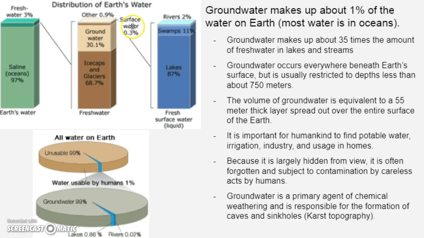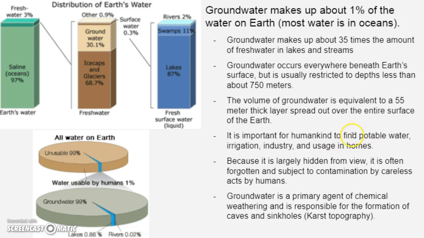When we look at what surface water is comprised of, we're talking about lakes, swamps, and rivers, the water we would see at the surface. Of the tiny amount of water on the surface, actually most of the liquid water, not the ice caps and glaciers, is groundwater. There's so much more water just beneath the surface. Groundwater makes up about 35 times the amount of fresh water in lakes and streams. Groundwater occurs everywhere beneath Earth's surface, but it's usually restricted to depths less than about 750 meters. The volume of groundwater is the equivalent of a 55-meter thick layer spread over the entire surface of Earth. So there's a lot more than you might suspect.